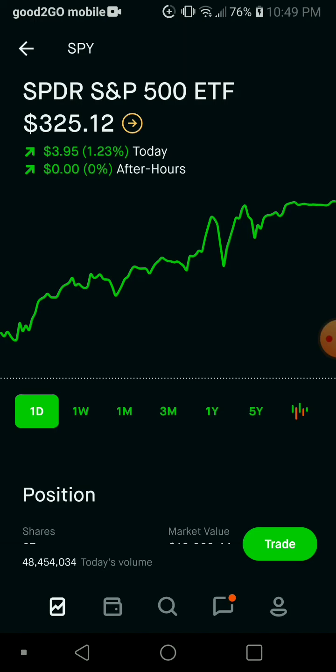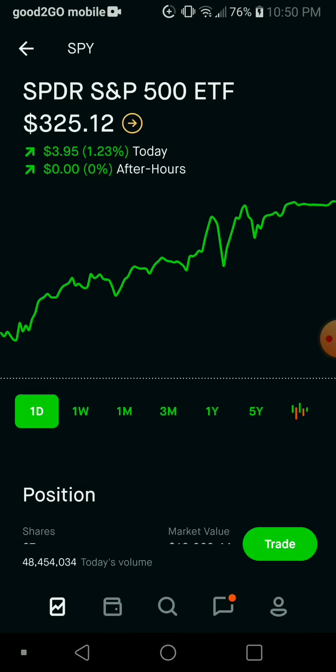Whenever the stock hits that price, it will sell the stock. And the same thing for buying. Let's say it's 325.12 now. I want to buy the stock when it drops to 320 or 315 or 310 or 300 or 290, whatever price it is. So limit is buying or selling with the price you define.